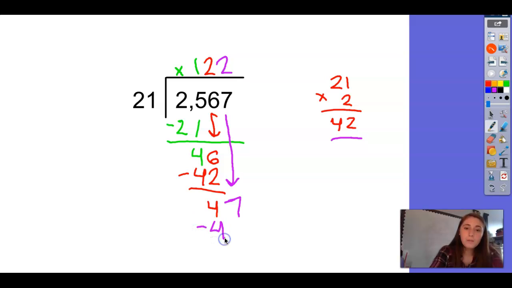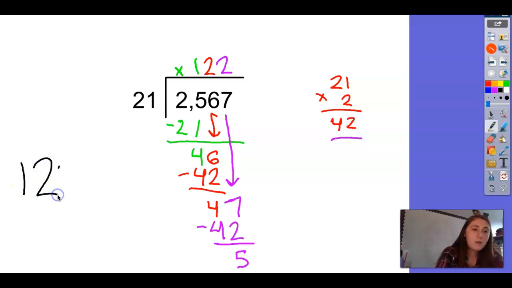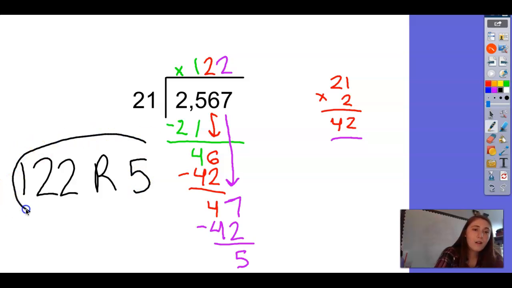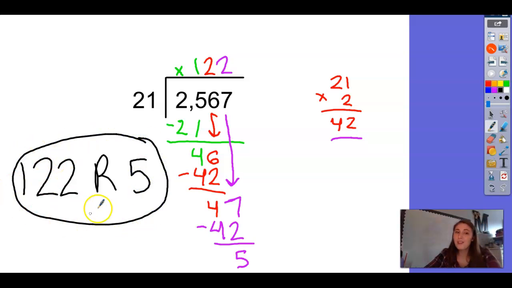Subtract 42. 47 minus 42 equals 5. Now I need to compare. Can I fit 21 into 5? No, I cannot. So I will have a remainder of 5. So if I look at my answer, I know that 2,567 divided by 21 gives me 122 with a remainder of 5. So that is my quotient for this number.